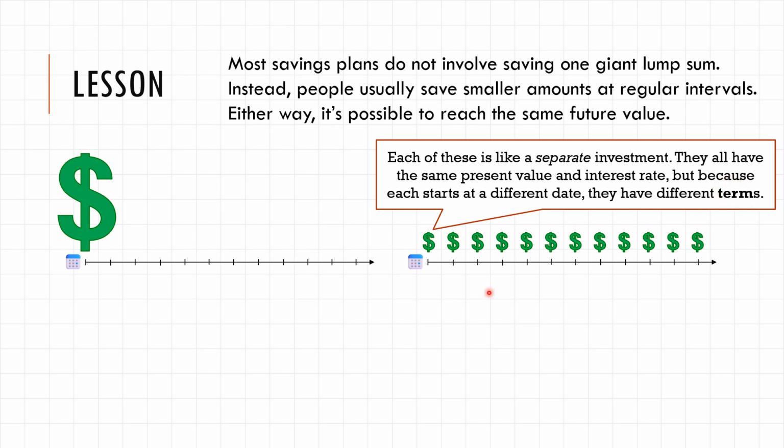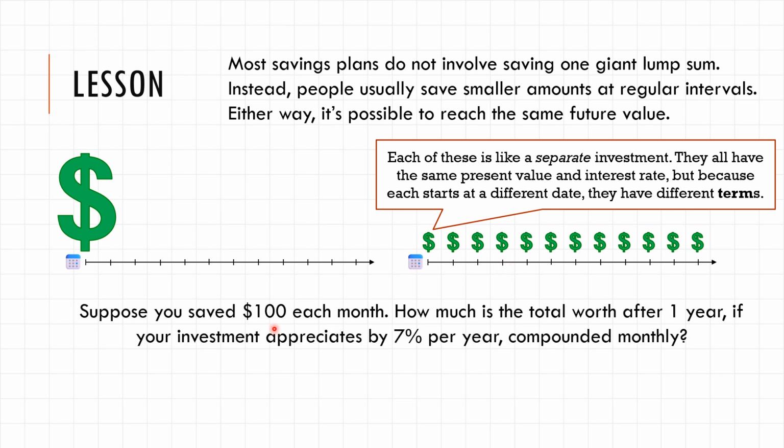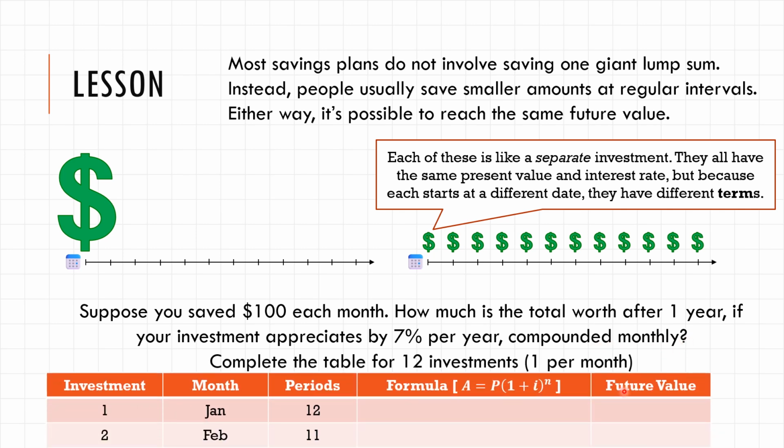And let's see an illustration of what this might look like, and I'll give you a chance to work on this yourself. Suppose you had $100, and you were saving $100 every single month. How much would you end up with at the end of 1 year if your investment appreciates by 7% per year and it compounds monthly? To solve this, I'm going to ask you to pause the video in a second, and I want you to fill out this table here.